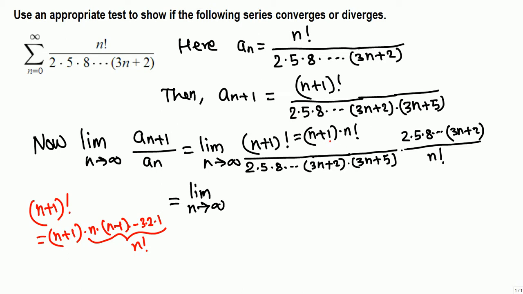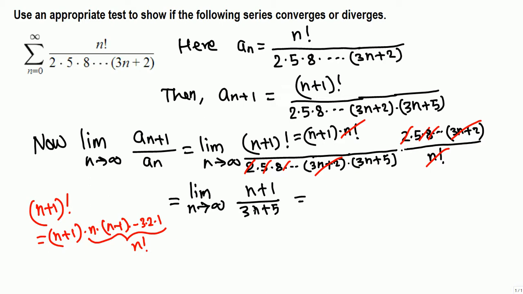How does this help? Then we can cancel n factorial from top and bottom. 2 5 8 all the way to 3n plus 2, and 2 5 8 all the way to 3n plus 2, we can cancel everything from there. Then n plus 1 on the top, 3n plus 5 on the bottom. Okay, let's find this limit.